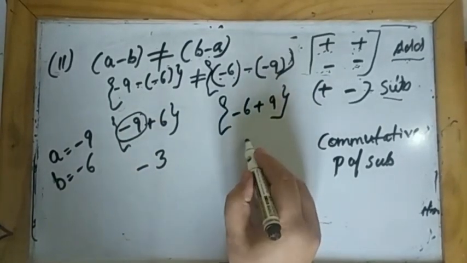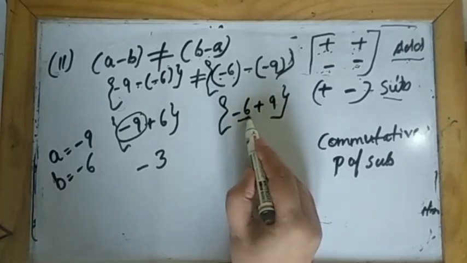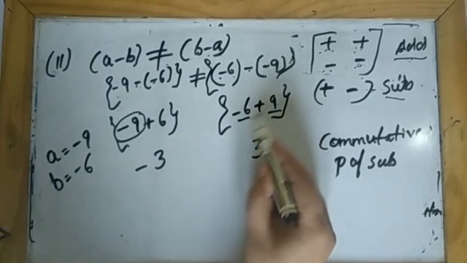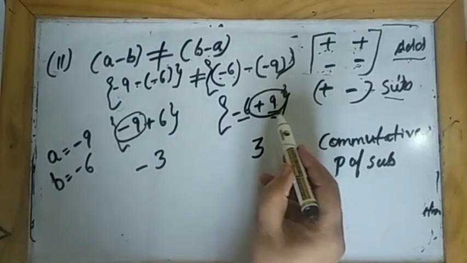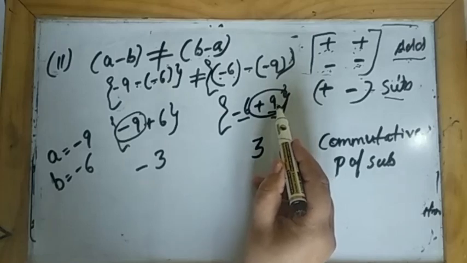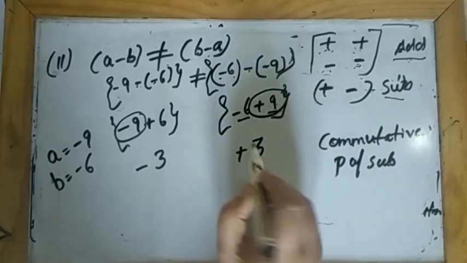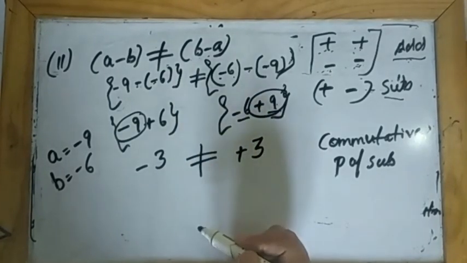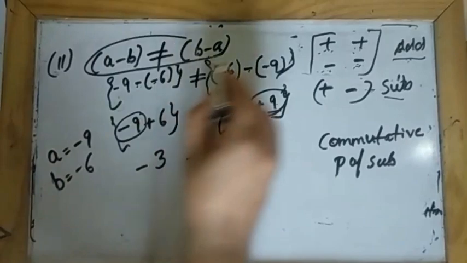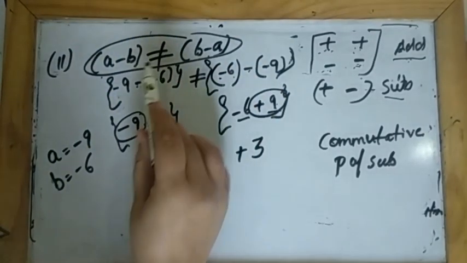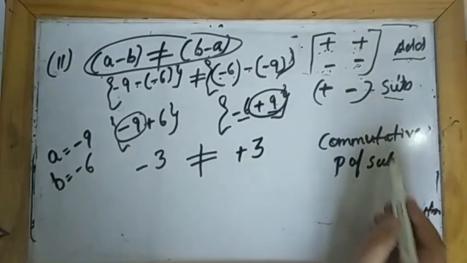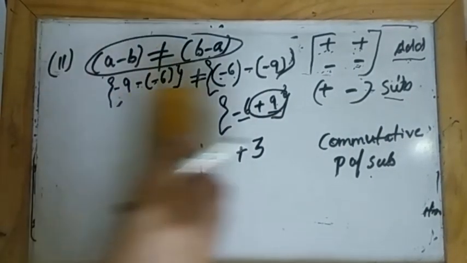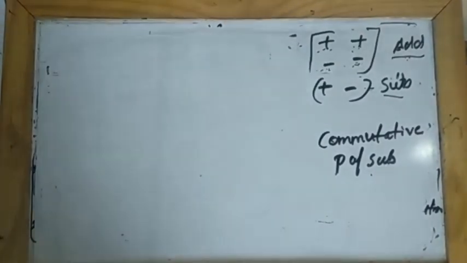Now here also the answer, 9 minus 6, one is negative, one is positive, so I cannot add them, I have to subtract them, and the answer will be 3. And because this time the bigger number is 9, which is positive, the answer will be positive. So both the answers are not the same, so it's not equal. So I have shown that A minus B is not equal to B minus A, and this is the commutative property of subtraction. Okay, now come to question number 12.